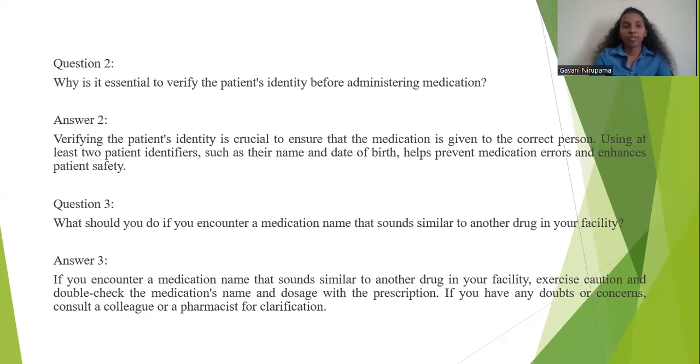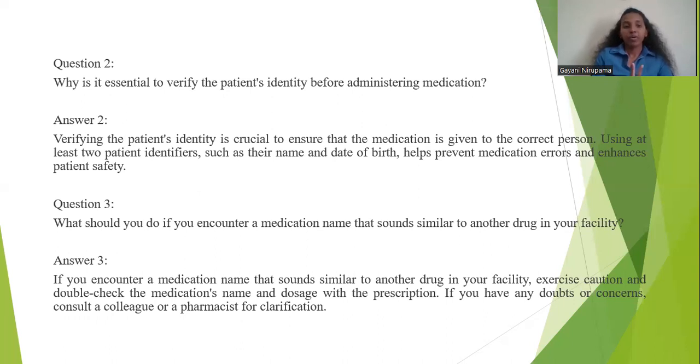Question number 2. Why is it essential to verify the patient's identity before administering medication? Verifying the patient's identity is crucial to ensure that the medication is given to the correct person. Using at least 2 patient identifiers, such as their name and date of birth, prevents medication errors and enhances patient safety.